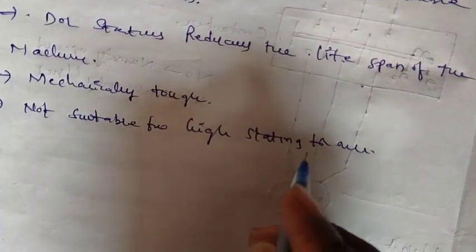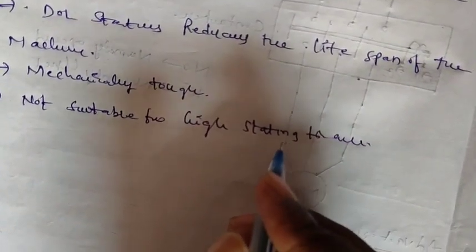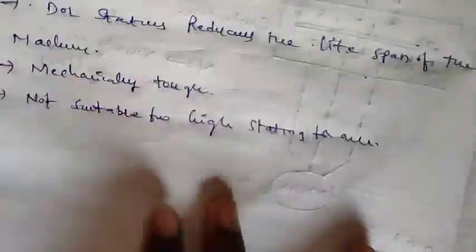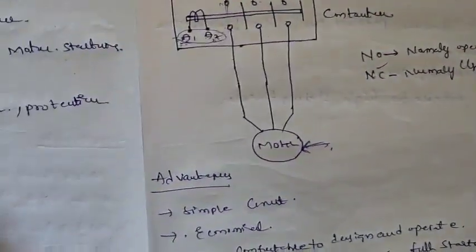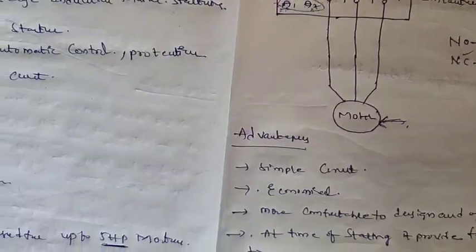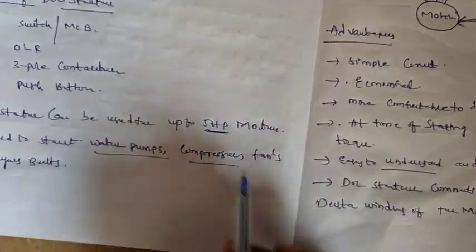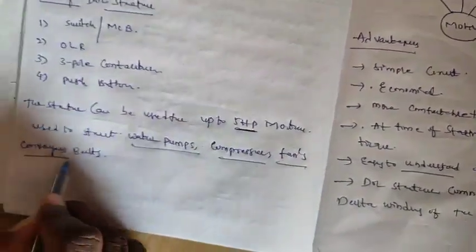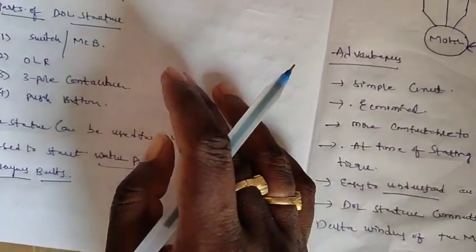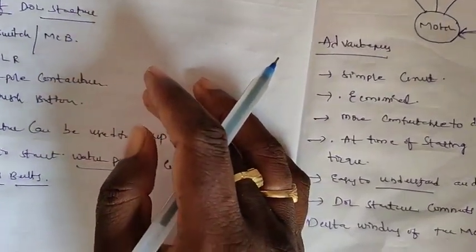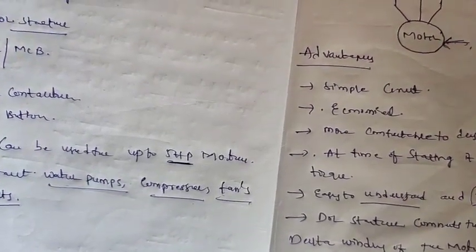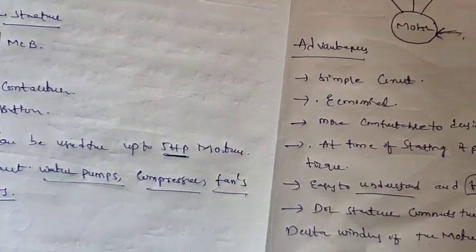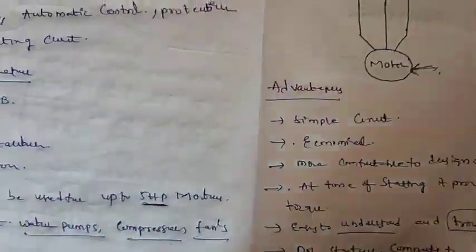So we can also see the applications. It can be used for different applications, that means used to start water pumps, compressors, fans, conveyor belts. So next we can see the control circuit of the DOL starter.